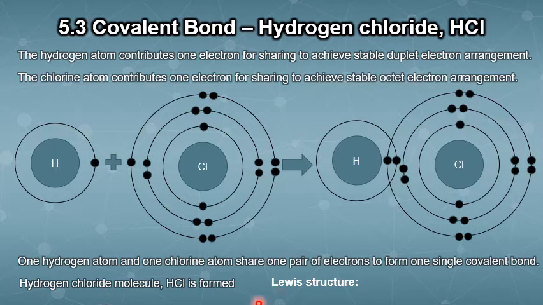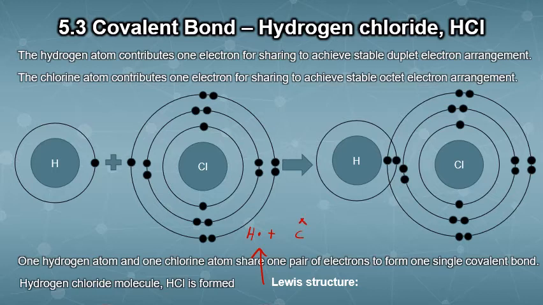So let me write for you the Lewis structure. For the Lewis structure for this one, I write up here. So hydrogen with 1 valence electron plus the chlorine has 7, right?